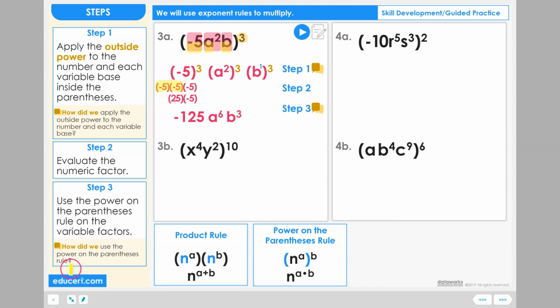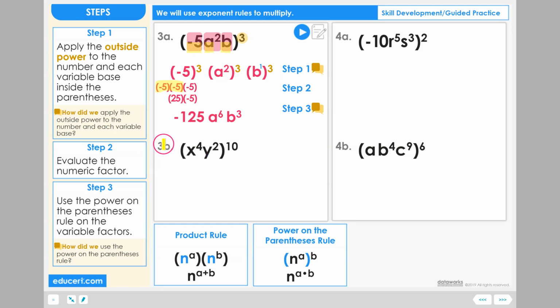How did we use the power on the parentheses rule? We use the power on the parentheses rule by multiplying the power inside times the power outside for each the a variable base and b variable base.